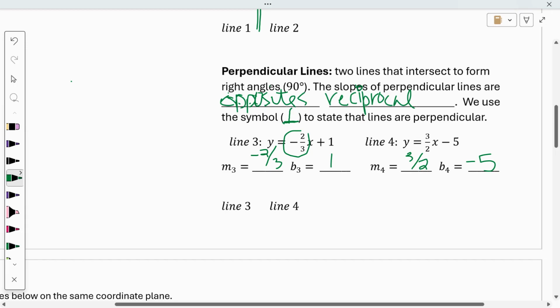All right, so let's talk about this opposite reciprocal. We know opposite means changes the sign. So the two slopes that I'm looking at are -2/3 and 3/2. I'm comparing those two slopes. Opposite means the sign: one is positive and one is negative. So we have that. Reciprocal means that they're flipped. We have flipped the fraction. So these two lines are, in fact, perpendicular.